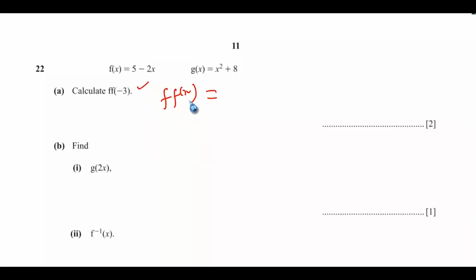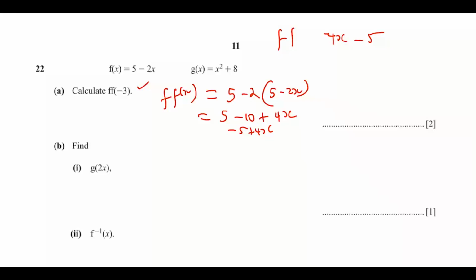In this case we are passing f(x) into f(x). So f(x) is 5 minus 2x. That means anywhere we see x in f(x), we pass in f(x). So this will be 5 minus 2, and instead of x now, we pass in f(x), which is 5 minus 2x. Let's expand this. That will give us 5 minus 10, then plus 4x. So this will be minus 5 plus 4x, which is the same as 4x minus 5. So this is ff(x).